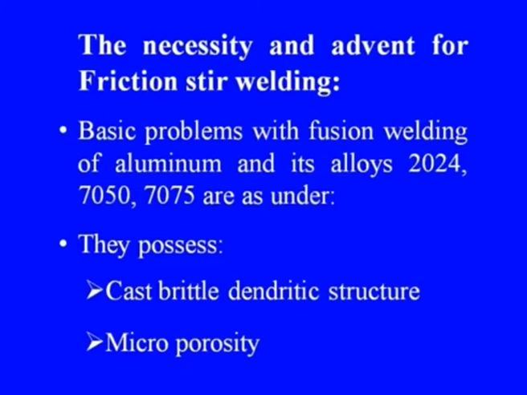Let us see the necessity and advent for this friction stir welding process. The basic problems with fusion welding of a few materials, namely the aluminum alloys 2024, 7050, 7075, are that they have a cast brittle dendritic structure, and brittle structure is always difficult to handle, as we know from our previous experiences.